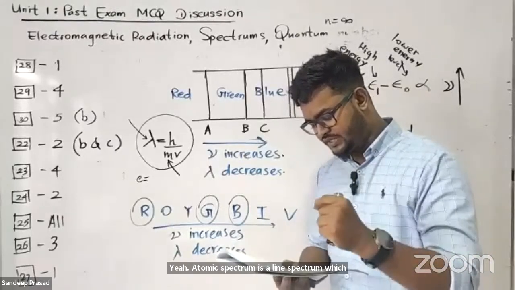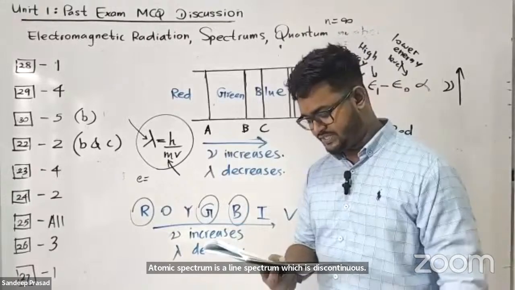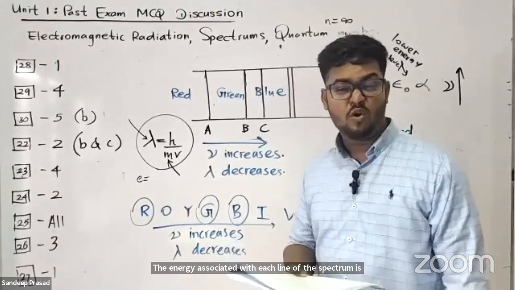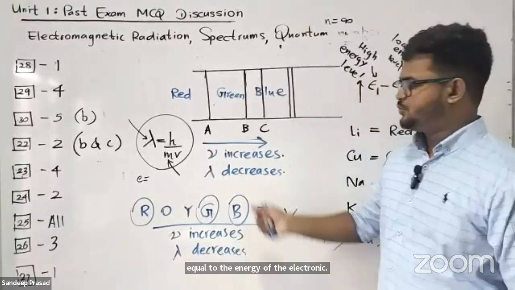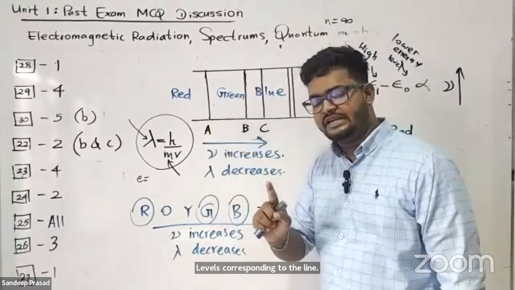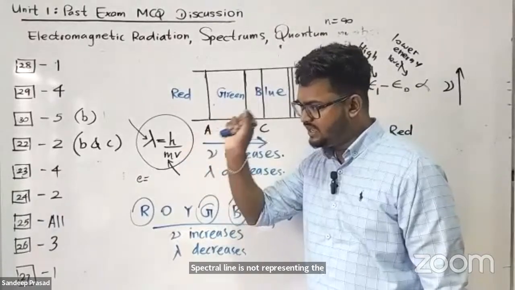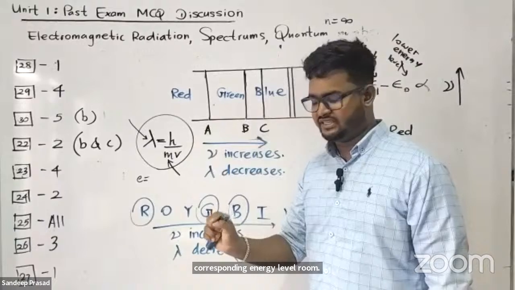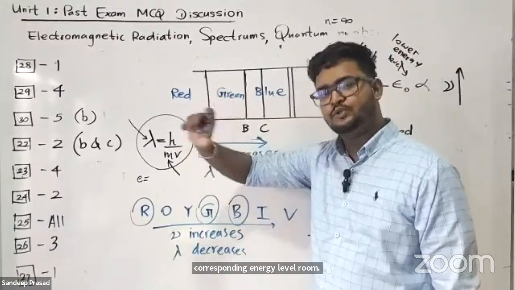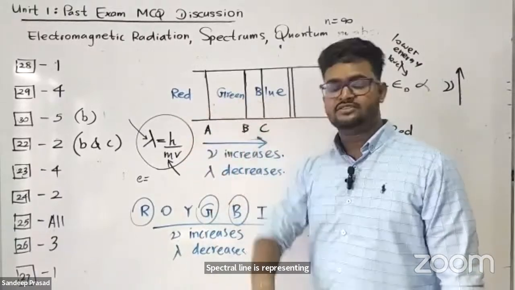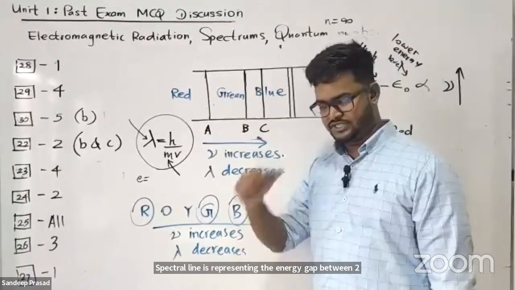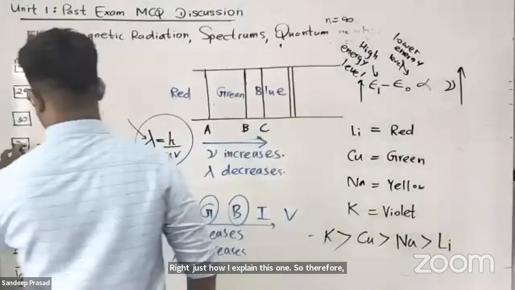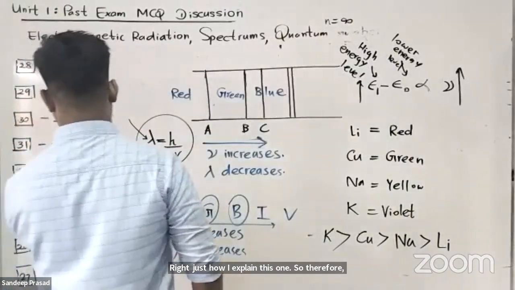The energy associated with each line of the spectrum is equal to the energy of the electronic levels corresponding to the line. Wrong. Spectral line is not representing the energy of the corresponding energy level. Spectral line is representing the energy gap between two energy levels corresponding to the electron transition. Just now I explained this one. So therefore wrong. Question number 31 answer is third one.